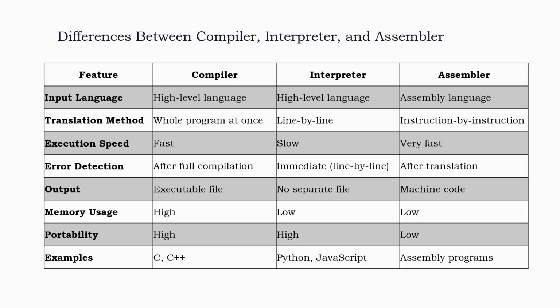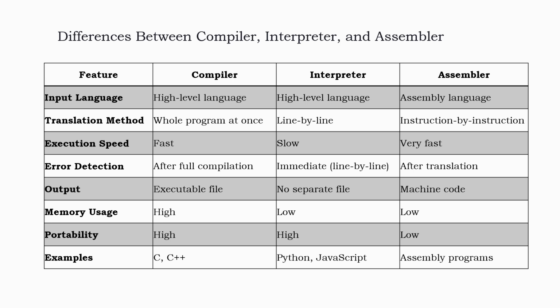Now we will see the difference between a compiler, an interpreter and an assembler. Let us compare these three translators based on different features. With respect to input language, a compiler works with high-level languages like C and C++. An interpreter works with high-level languages like Python. An assembler works with assembly-level language. Method of translation: a compiler translates the entire program at once, whereas an interpreter translates line by line. An assembler translates instruction by instruction.